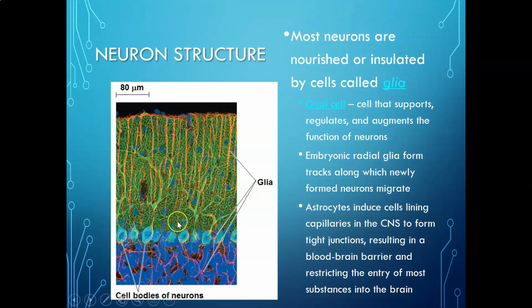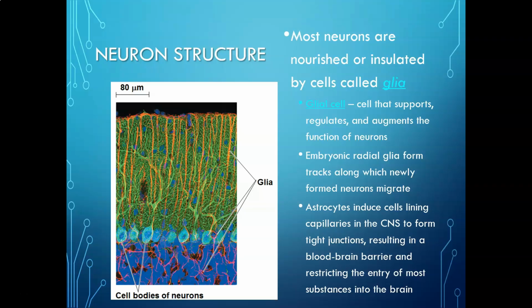Now, most of your neurons, when we look at the way that these guys are structured, so here are all your cell bodies of these neurons, right? They are set up and nourished and insulated by these things called glia. And glia cells are another neural structural cell, but they're not really there to send and receive signals. Instead, they're there to support those neurons. They're there to regulate and augment their functions. So when we look at embryos, they produce all sorts of radial glia, tracts along newly formed neurons, as a way to sort of support them, to allow those neurons to form connections as they grow.